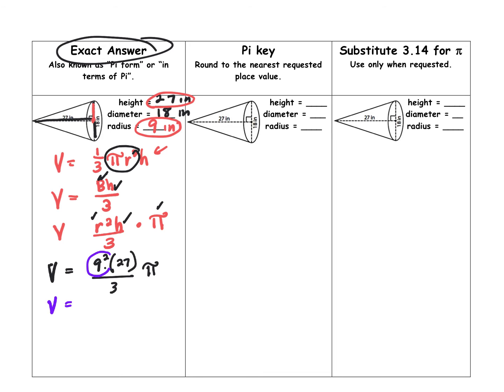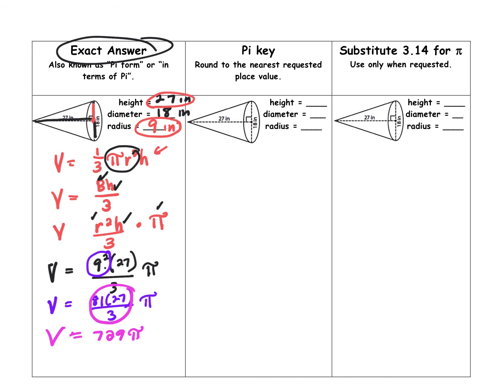Order of operations would tell us we want to square this first. So I now have 81 times 27, still divided by 3, times pi. And now take 81 times 27 on your calculator, then divide it by 3, and see if you have the same answer that I'm going to write in a minute. So after we've accomplished all of that, this entire thing should be 729. So 81 times 27 divided by 3 is 729. And the exact answer means we get to leave pi in the math.